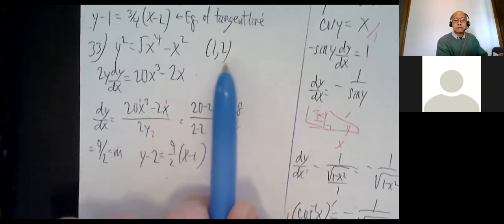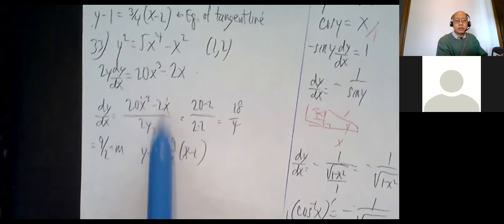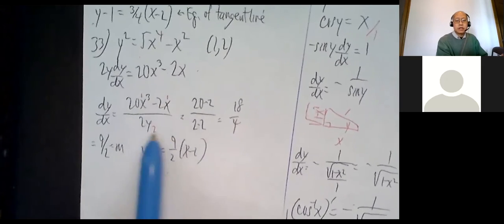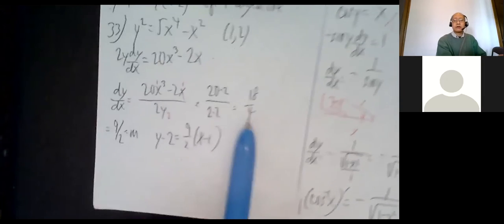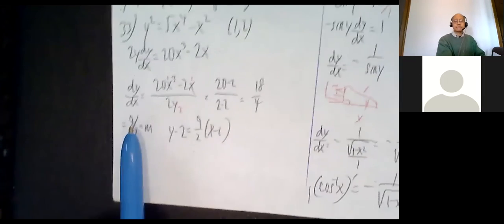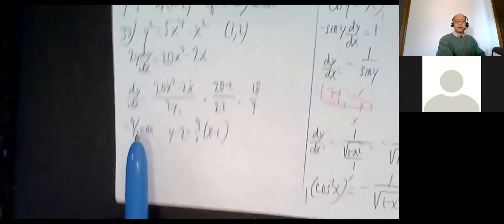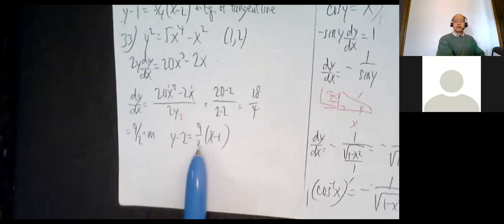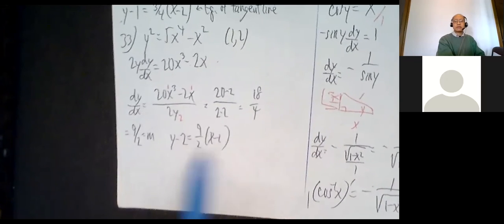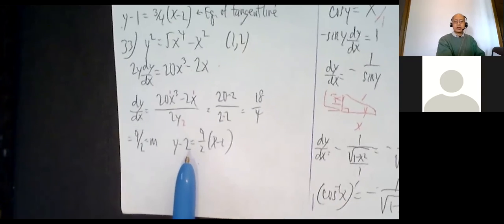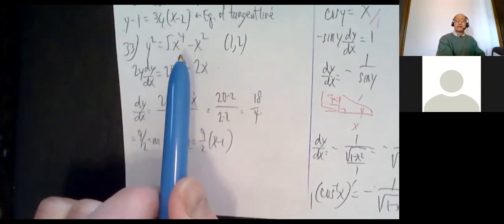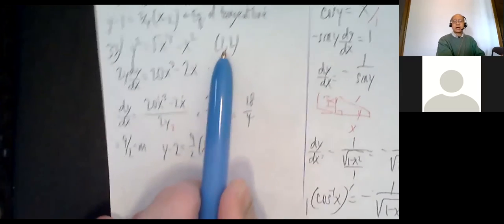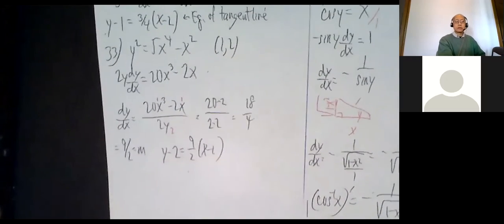Plug in 1, 2. So 1 goes here, 1 goes here, 2 goes here. So 20 minus 2 divided by 2 times 2, 18 over 4, or 9 over 2. So that's my slope, that's my point. So y minus y1 equals m times x minus x1. Done. That's the equation of a tangent line. I don't even know what it looks like. I could find it on a graphing calculator, I suppose. But I know the equation of the tangent line at 1, 2. There it is.